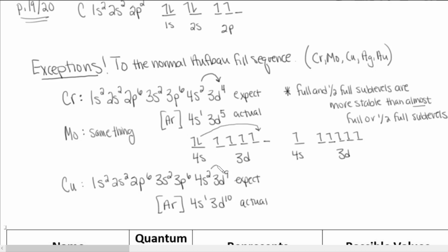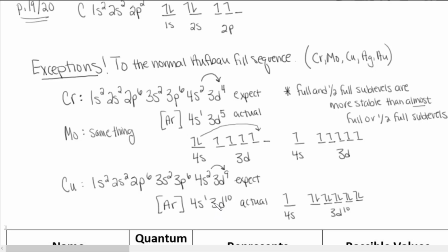Why? Well, take one of those S's and put it over in the D, and look, you have a half full 4s1, which again, half full is stable, and now you have a full 3d10. Half full, full, more stable. Okay? So these are the 5 elements that don't fill up normally. They've got this sort of goofy thing happening where the 4s doesn't fill up all the way. Instead, we go to a half full D or a full D.